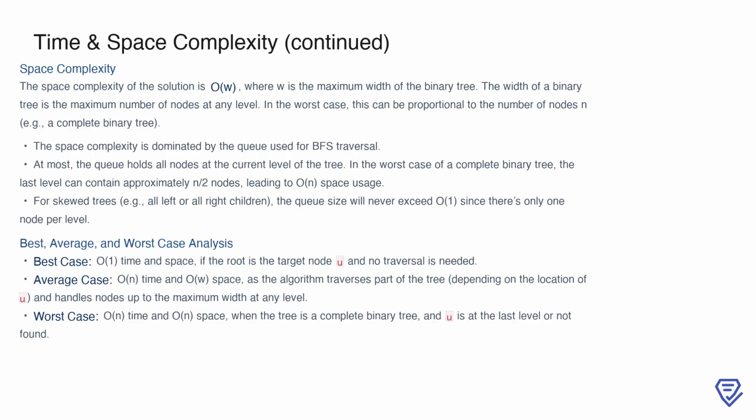Considering best, average, and worst-case scenarios, in the best case, if the root itself is the target node U, both time and space complexity are O(1). For an average case, time complexity is O(n), with space complexity of O(w), because the traversal depends on the location of U and the queue size depends on the maximum width. In the worst case, with a complete binary tree, both time and space complexities are O(n).